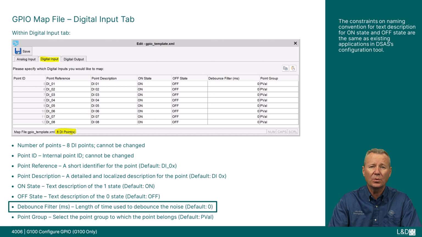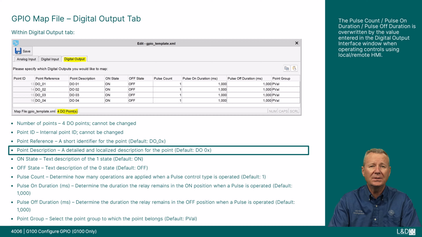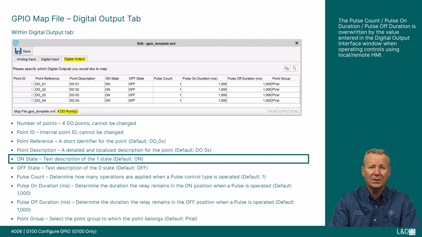Within the Digital Output tab, the total number of DO points is 4 and cannot be changed. Point ID: internal point ID, cannot be changed. Point reference: a short identifier for the point, default DO_0x. Point description: a detailed and localized description for the point, default is DO0x. On state: text description of the one state which is displayed in local remote HMI when the respective digital output is in the on state.